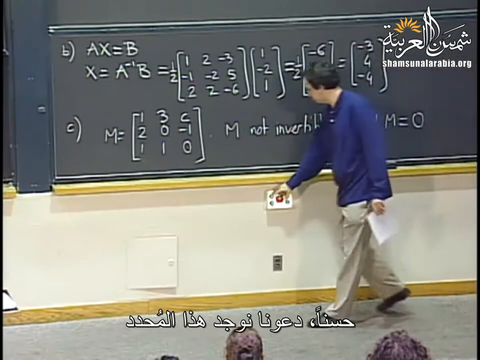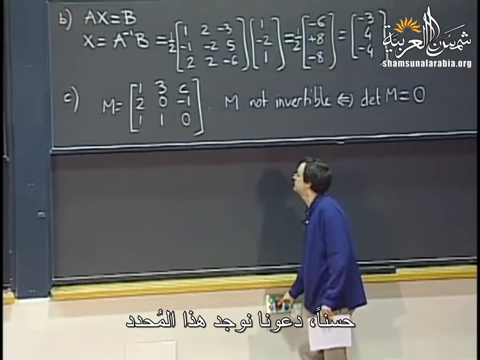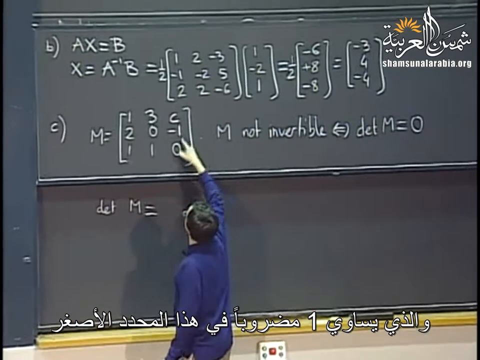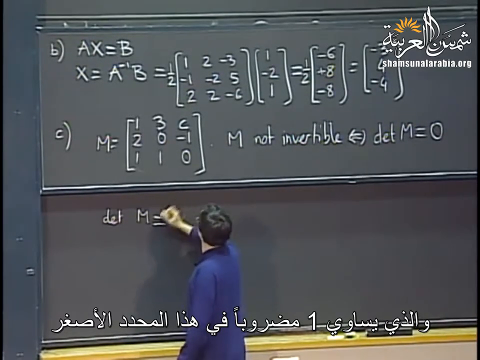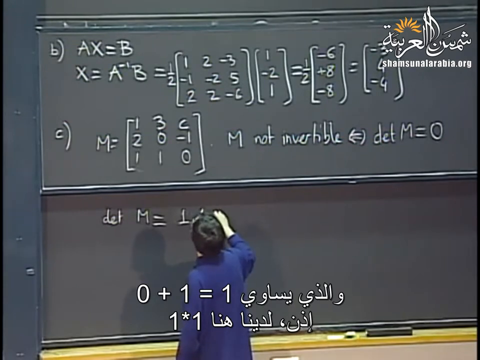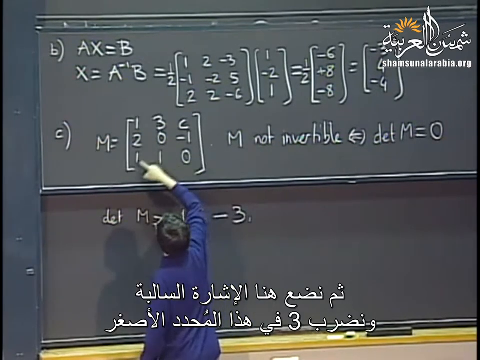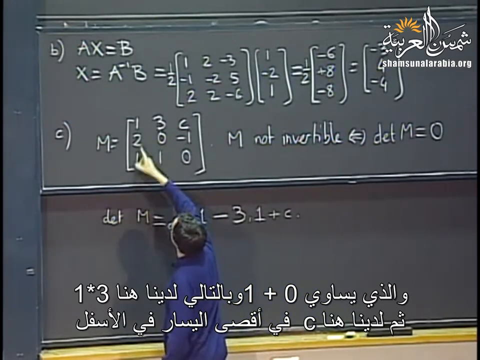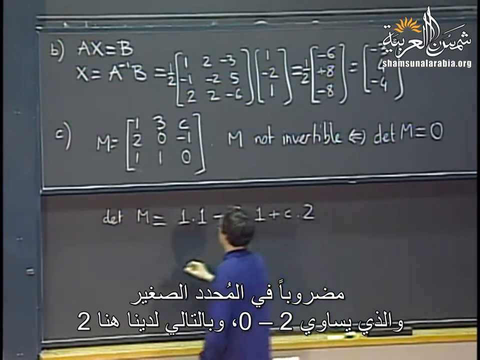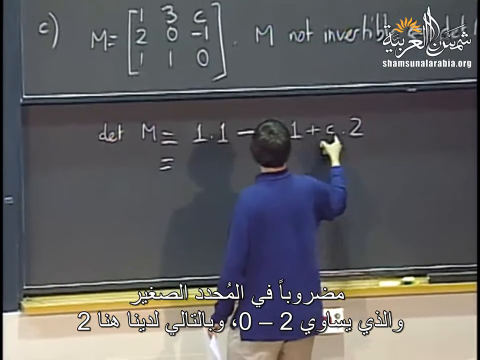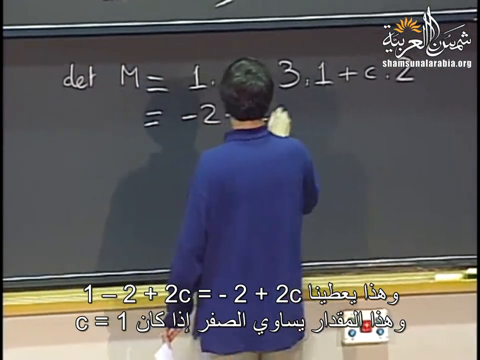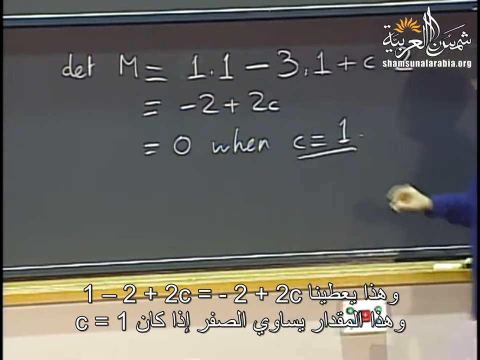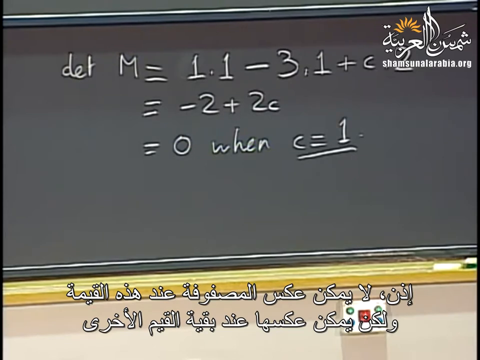So let's compute the determinant. Well, we should do 1 times that smaller determinant, which is 0 minus negative 1, is 1 times 1, minus 3 times that determinant, which is 0 plus 1, is 1. And then we have plus C times the lower left determinant, which is 2 times 1 minus 0, is 2. So that gives us 1 minus 3, which is negative 2, plus 2C, that's 0 when C equals 1. Okay, so for C equals 1, this matrix is not invertible. For other values, it is invertible.